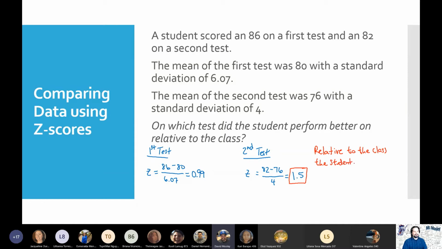The student performed better on the second test.